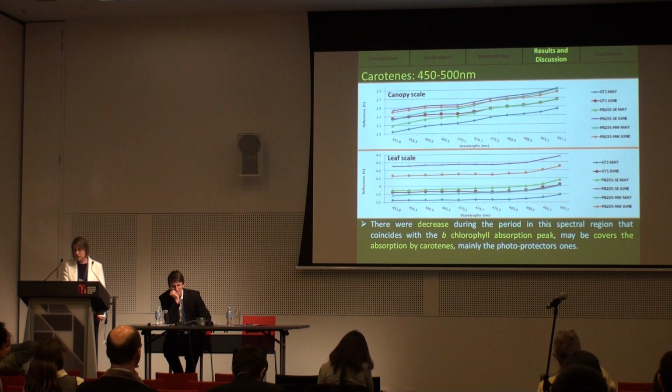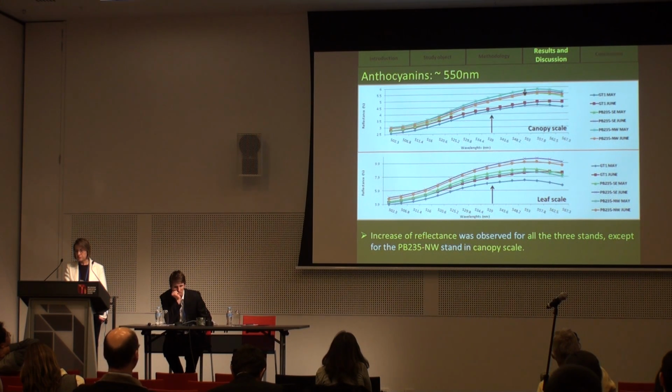For the carotenes, there were decreases during the period in this spectral region that coincides with the B chlorophyll absorption peak, which maybe covers the absorption by carotenes, mainly the photoprotectant. For the anthocyanins, an increase of reflectance was observed for all 3 stands, except for the PB northwest stand in canopy scale, as you can see at the top.